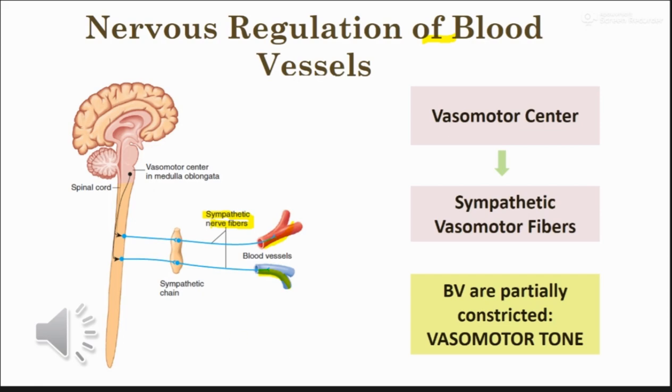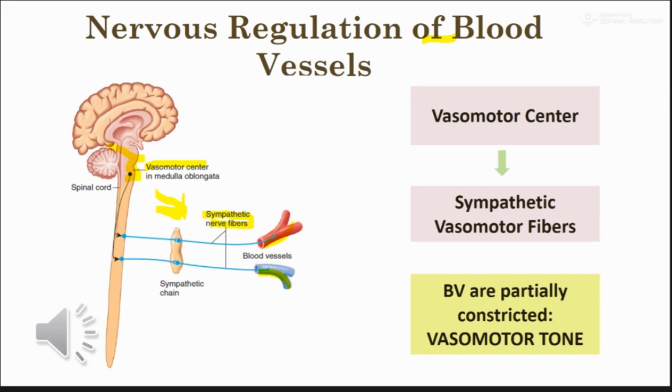So here, an area of the lower pons and upper medulla oblongata is called your vasomotor center. It is tonically active. Meaning of tonically active, there is a low frequency of action potentials that is transmitted continually through the sympathetic vasoconstrictor fibers. So it still sends some action potentials, but not at a great frequency. Meaning, even at rest, it produces that tone.